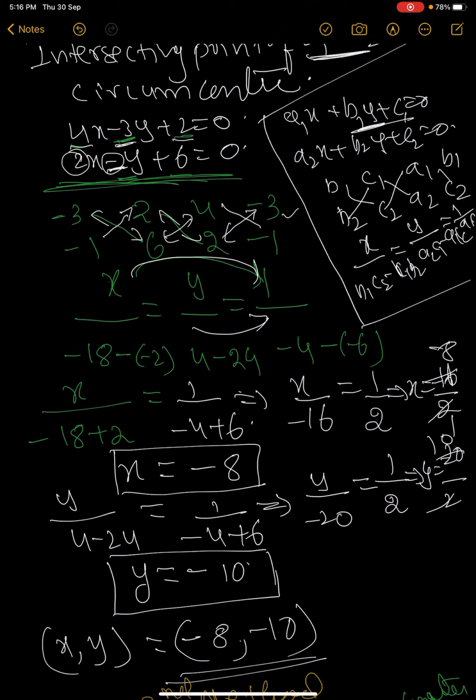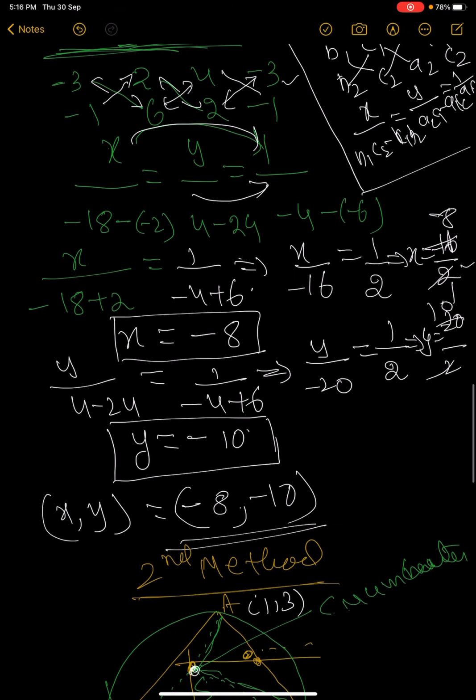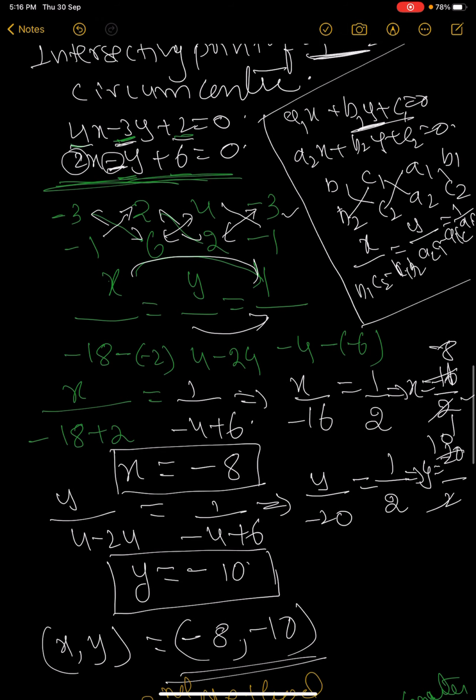X is equal to minus 8, that is one value. And y by 4 minus 24 is equal to 1 by, again taking the second one, minus 4 plus 6. This gives y by minus 20 is equal to 1 by 2, so y is equal to minus 10. So the circumcenter (x, y) is (minus 8, minus 10). Can we solve this?